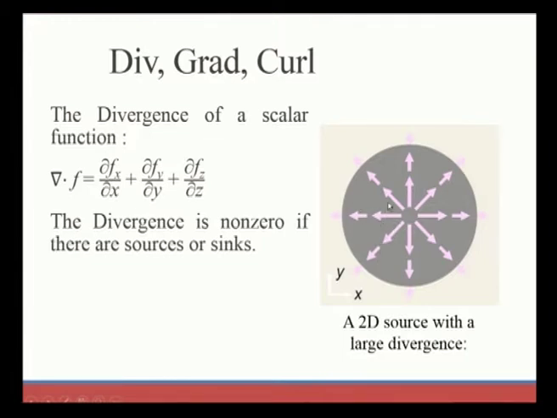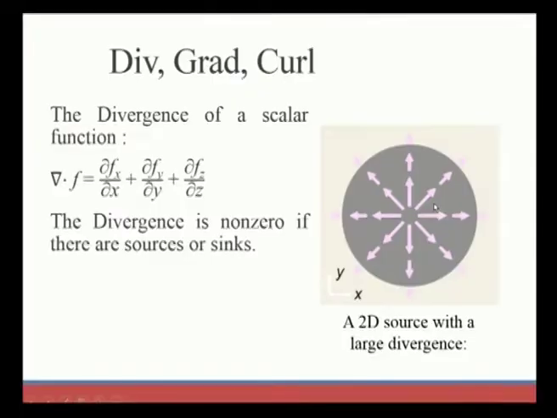The divergence will be large here for a two-dimensional source. If we consider all the directions, that is, in all x and y axes, we can observe the divergence in this picture for a source.